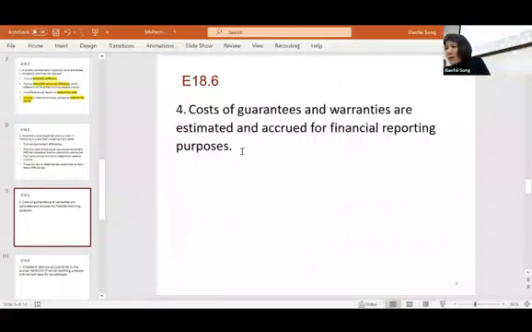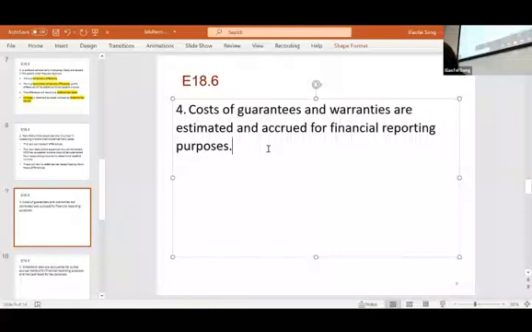Okay, here's one. Costs of guarantees and warranties are estimated and accrued for financial reporting purposes. Is this a temporary difference or a permanent difference? We know warranties and guarantees, right? It's a temporary difference. We estimate upfront how much it will cost us and recognize it, but later on we actually have to pay for those costs, when customers come back to have things replaced or repaired. You have to pay for the replaced items or the labor to repair them. So this is a temporary difference.